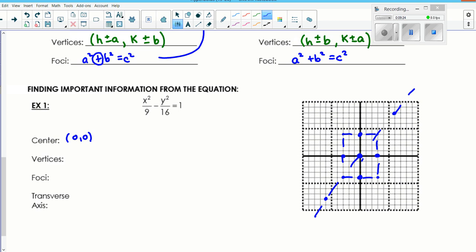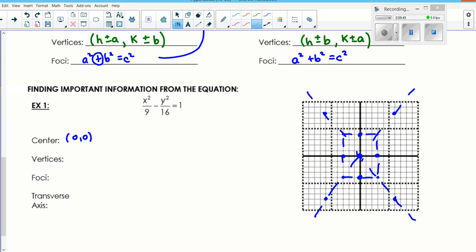And then I need to go the other direction as well. So if I go up 4 and left 3, I'm going to go up 4 and left 3 again. 1, 2, 3, 4, 1, 2, 3. And then over here I'm going to go down 4, right 3. So I'm going to do that again. 1, 2, 3, 4, 1, 2, 3. And then I can connect these points to find my asymptote, and by finding those additional points, it makes my asymptote lines a little bit more accurate.